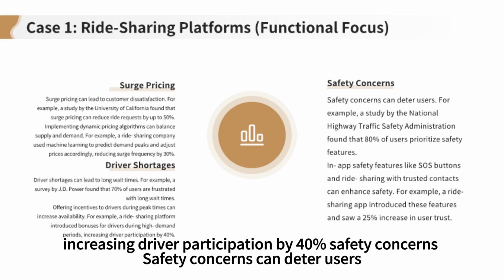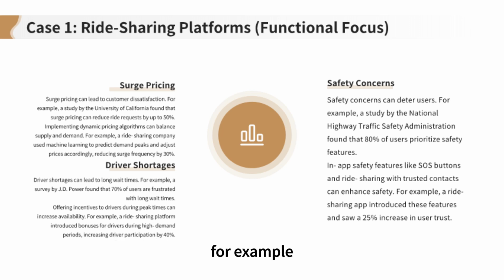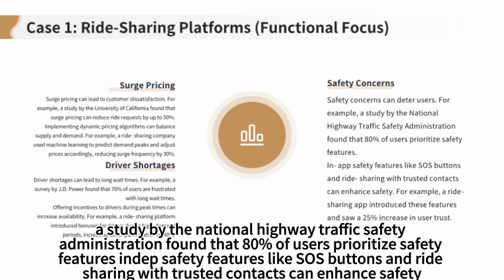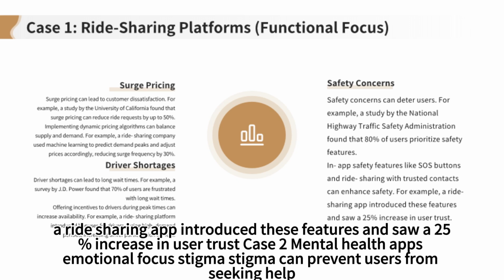Safety concerns. Safety concerns can deter users. For example, a study by the National Highway Traffic Safety Administration found that 80% of users prioritize safety features. In-app safety features like SOS buttons and ride-sharing with trusted contacts can enhance safety. For example, a ride-sharing app introduced these features and saw a 25% increase in user trust.